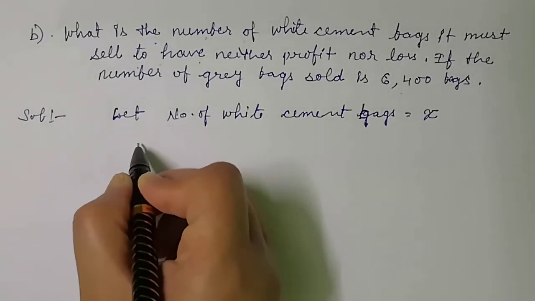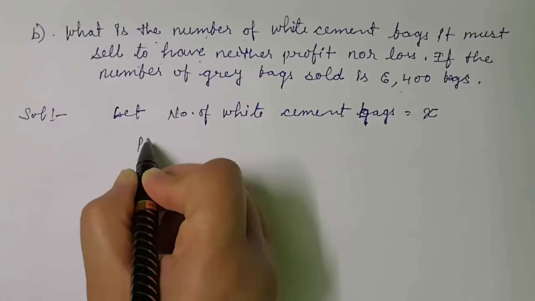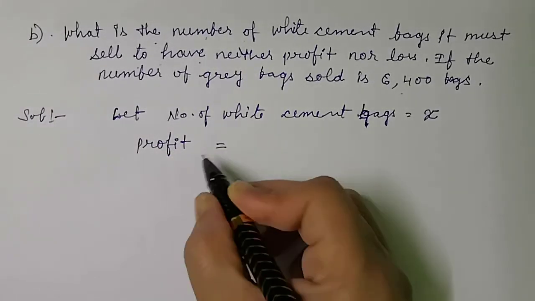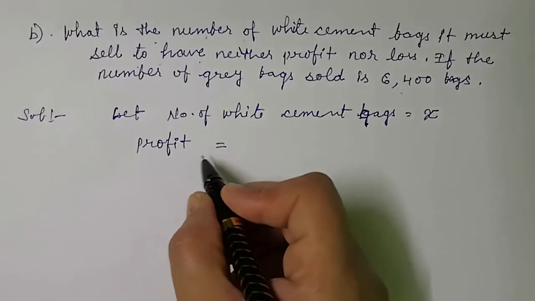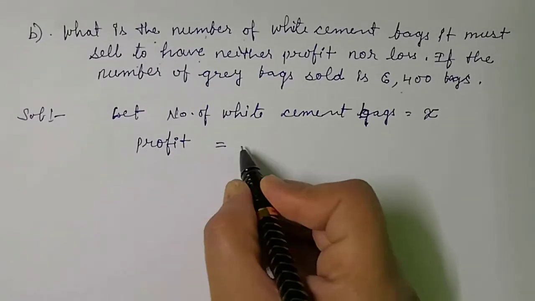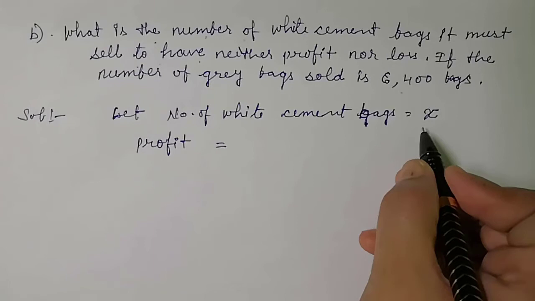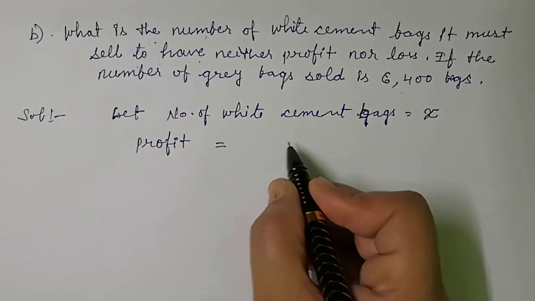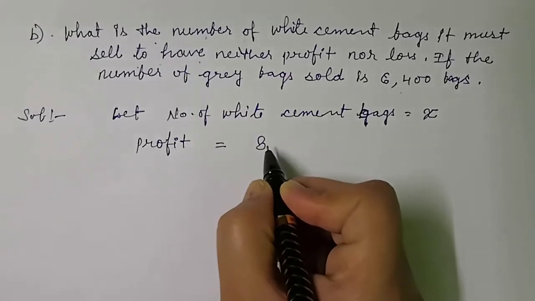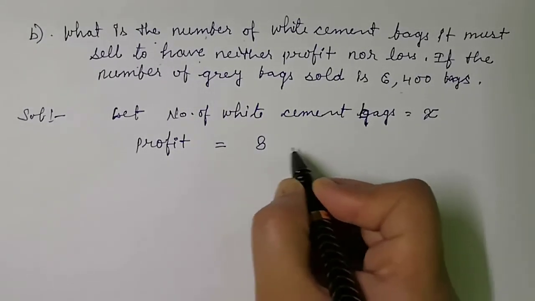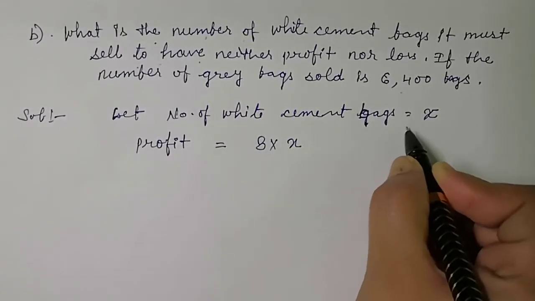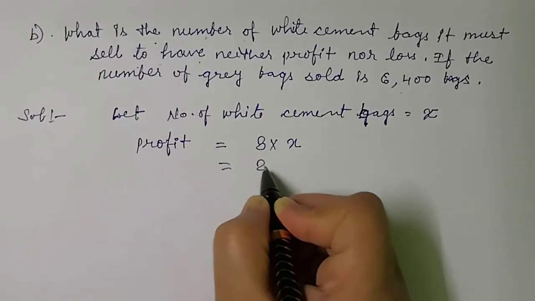Now then what will be the profit? We found this out in the last question. So profit will multiply by the number of white cement bags, and 8 is the profit for each white cement bag. So we multiply by the number of white cement bags, and that is 8x.